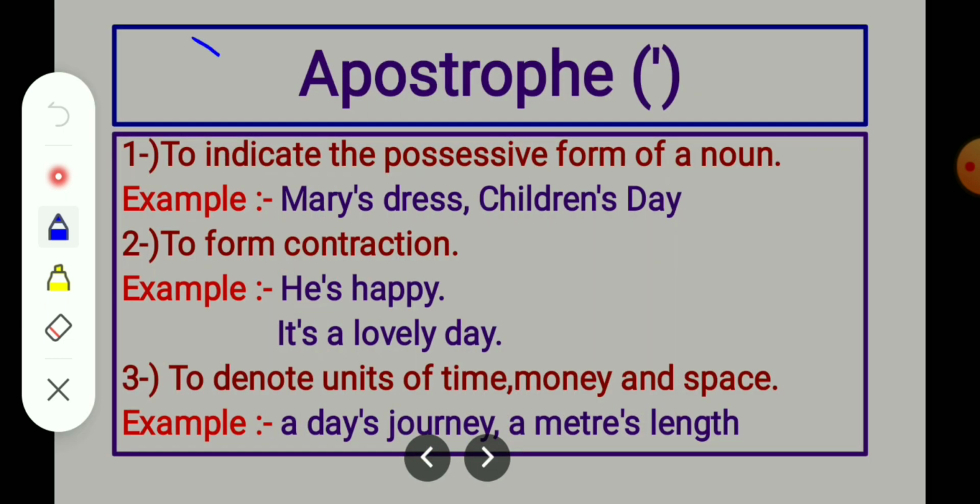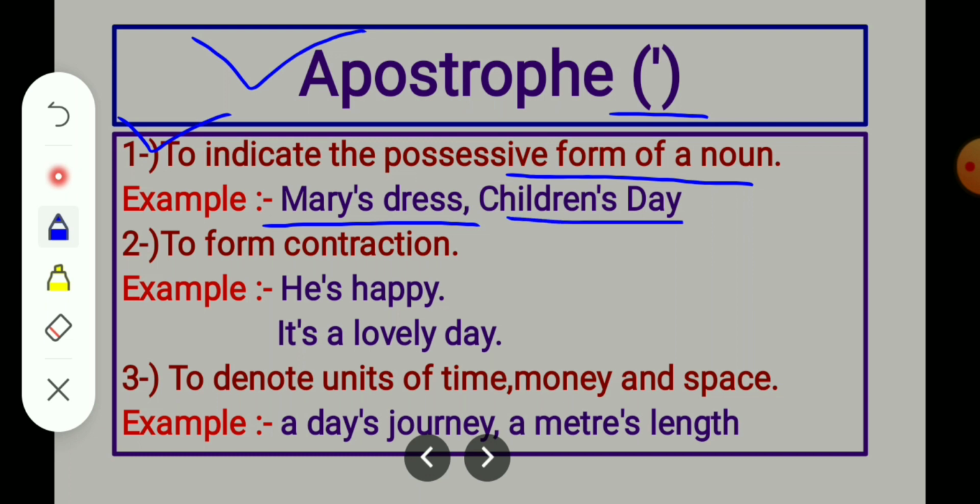Next kind of punctuation mark is apostrophe. It looks like this. So what is the use of apostrophe? Let's see. To indicate the possessive form of a noun. Possessive form means when we have to show the belonging of a noun, that the things belong to whom, we use apostrophe at that time to show the possessiveness. So example, you can see Mary's dress, that the dress is of Mary. Children's day, whose day? Children's day.